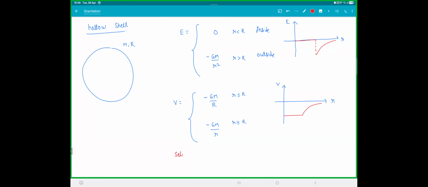And do you guys remember the self energy? What is the self energy of a shell? Kq squared by 2R. In place of K q squared, you'll get G m squared by 2R.